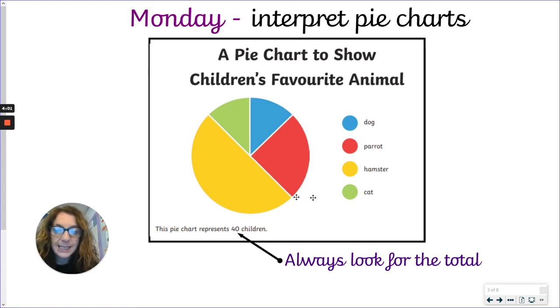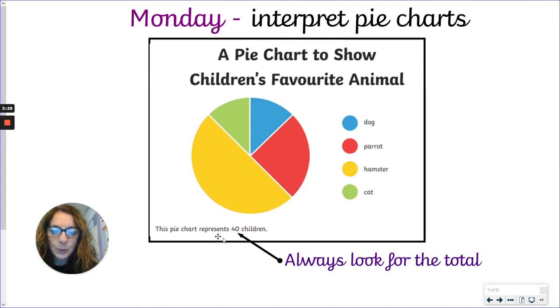And what that means is that if we look, for example, at this yellow part, so these are the children that said they preferred hamsters, we can see that that is half of the pie chart. And because the whole pie chart represents 40, we know that that part must represent 20 children. If we look at the red section, which we can see is a quarter of the pie chart, we know that a quarter of 40 is 10, so we know that 10 children chose a parrot as their favourite animal.